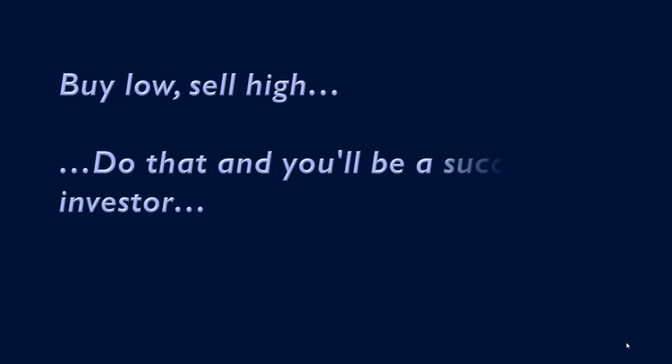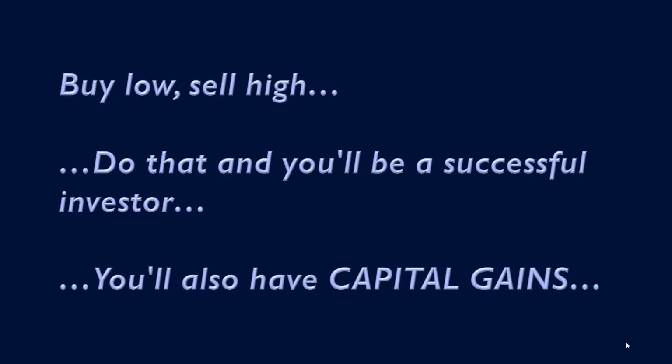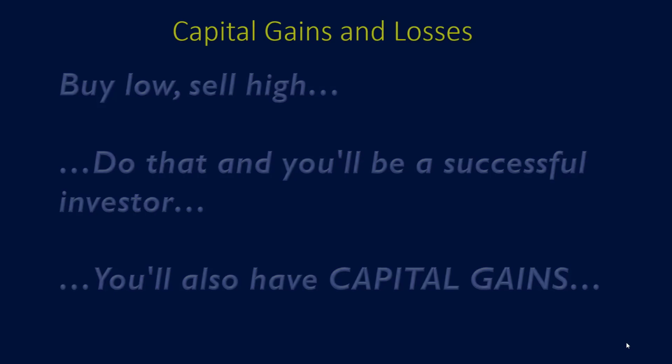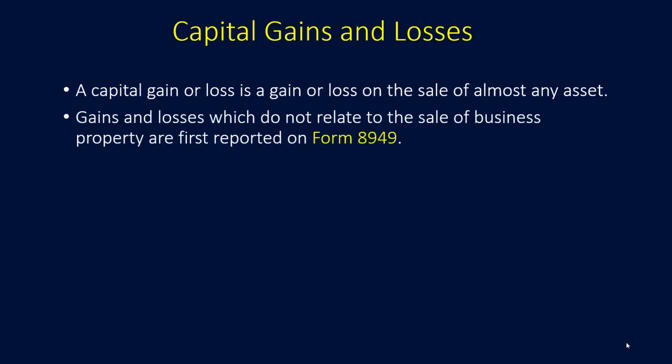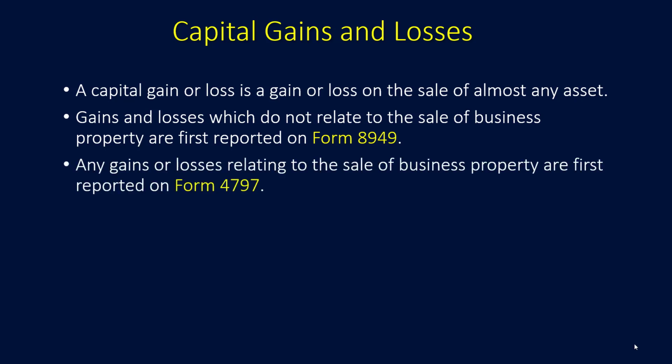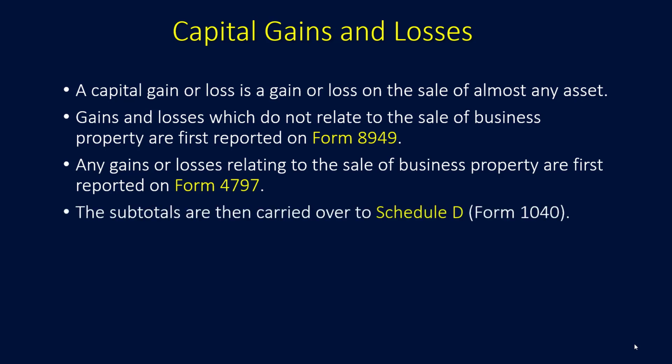Buy low, sell high. If you do that, you'll be a successful investor. You'll also have capital gains. A capital gain or loss is a gain or loss on the sale of almost any asset. Gains and losses which don't relate to the sale of business property are first reported on IRS Form 8949. Any gains or losses relating to the sale of business property are first reported on Form 4797. The subtotals are then carried over to Schedule D, Form 1040.